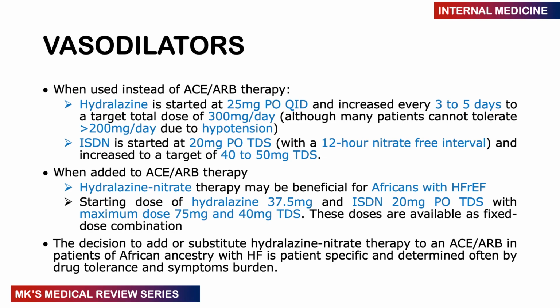But by the time you actually even cross 200 milligrams per day in some patients, you see that they become quite significantly hypotensive and they can't actually even tolerate it. Then the isosorbide can be started at 20 milligrams orally 3 times a day.